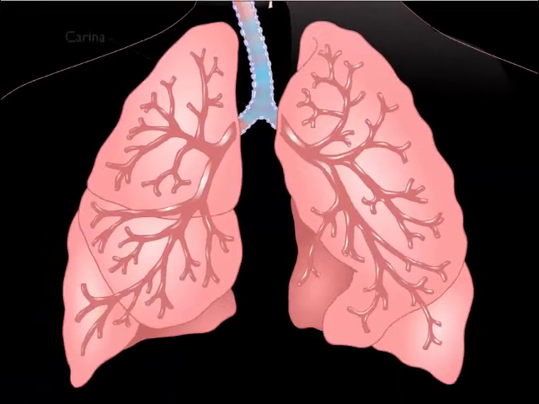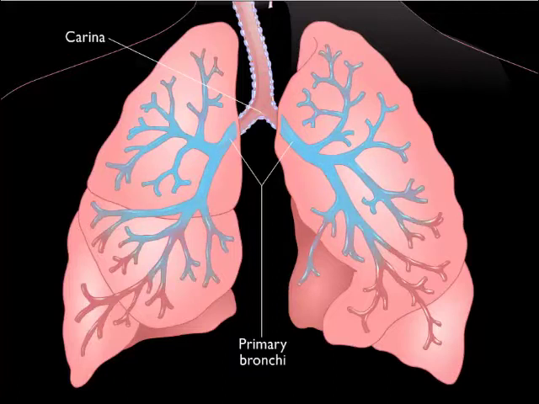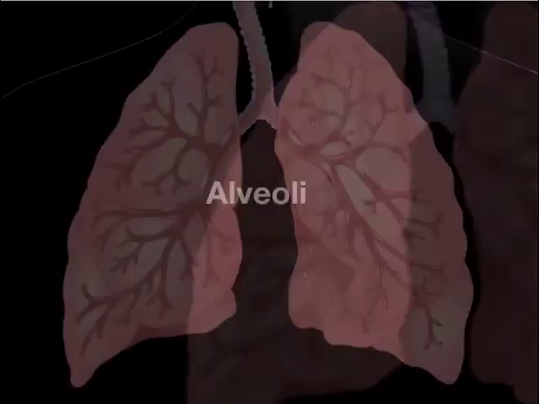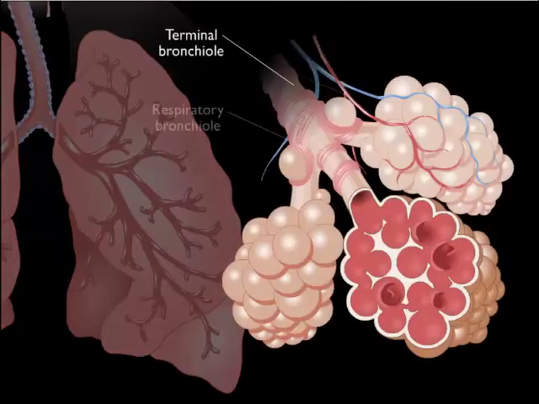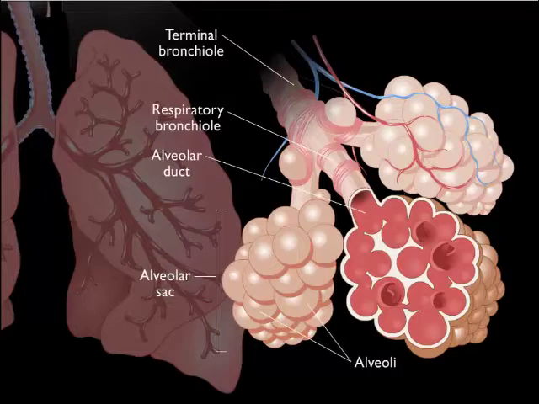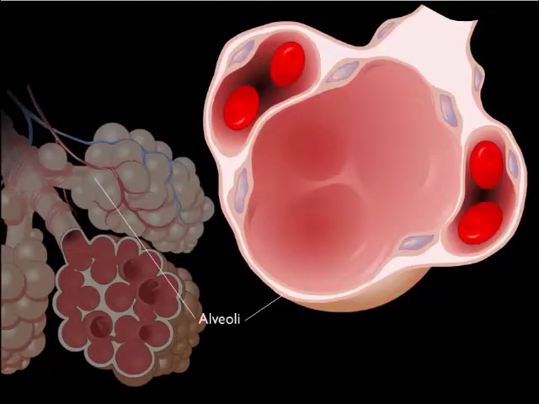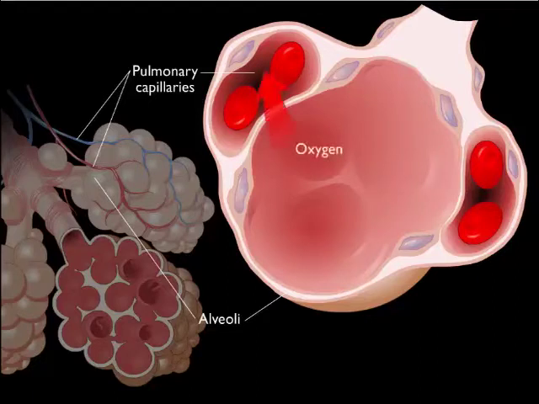The trachea divides into two primary bronchi. As the bronchi enter the lungs, they continue to divide into smaller and smaller bronchi and ultimately into terminal bronchioles. Each terminal bronchiole divides repetitively to form respiratory bronchioles, alveolar ducts, and alveolar sacs. Each alveolar sac is formed by a group of alveoli. Alveoli are surrounded by pulmonary capillaries. The ultra-thin walls of the alveoli and capillaries serve as a surface for gas exchange between the air and blood. Oxygen diffuses across this membrane into the blood, while carbon dioxide moves from the blood back into the air where it is expelled during exhalation.